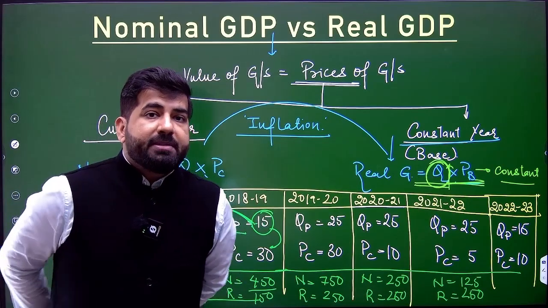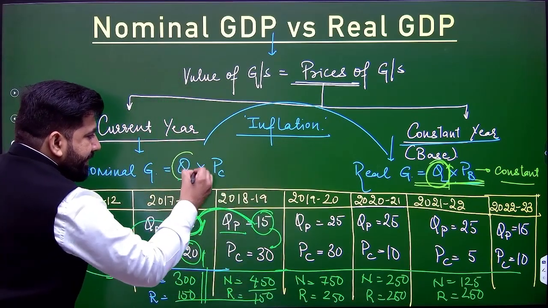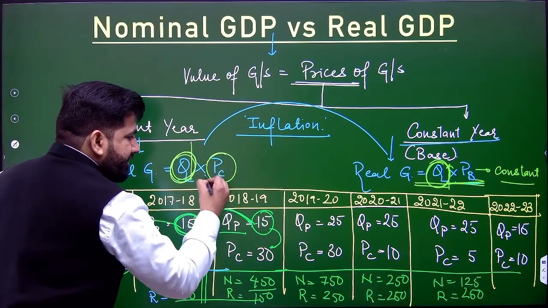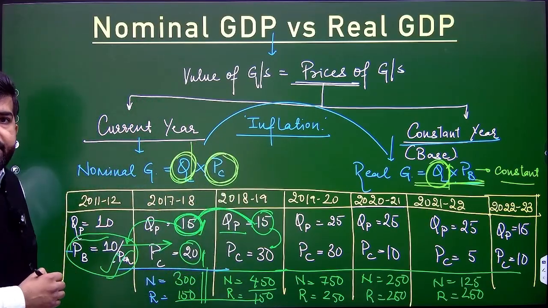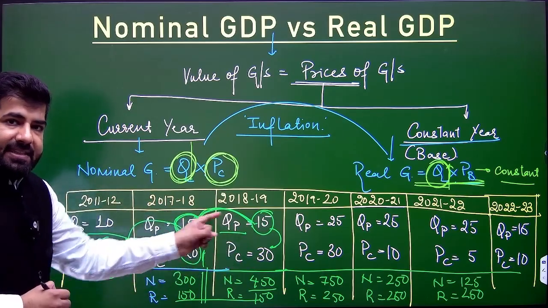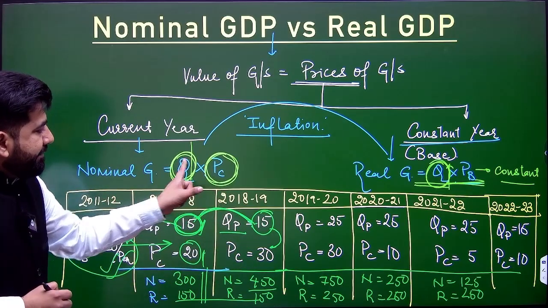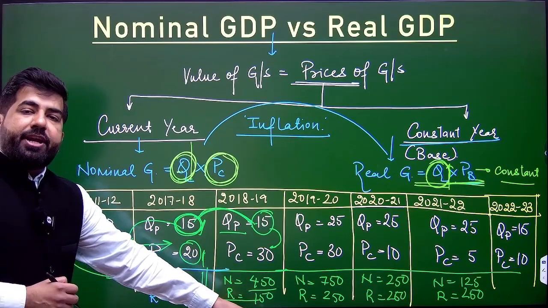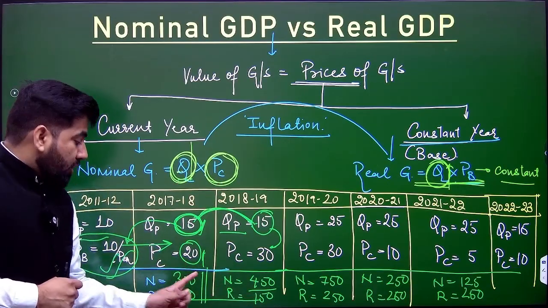But what about nominal GDP? Nominal GDP changes with the change in output, and nominal GDP changes with the change in the prices. Just look at case number 1. In this case, we have maintained the quantity constant, and prices have changed. When the prices have changed, haven't we seen the change in the nominal GDP?